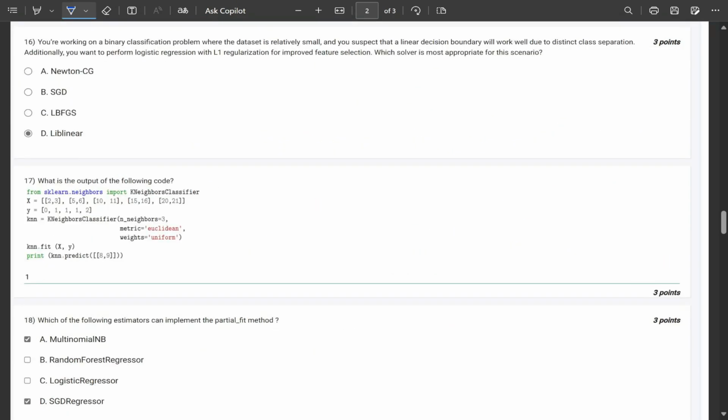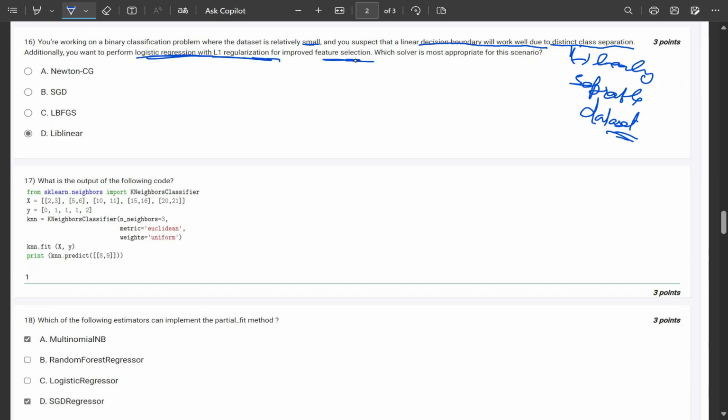Question number 16, and here you are saying you are working on a binary classification problem where the data set is relatively small, and you suspect that a linear decision boundary will work well due to distinct class separation. So that means it is a linearly separable data set. That means you can fit a decision boundary so that both the classes are mostly separated. Additionally, you want to perform logistic regression with L1 regularization for improved feature selection. Which solver is most appropriate for this scenario?